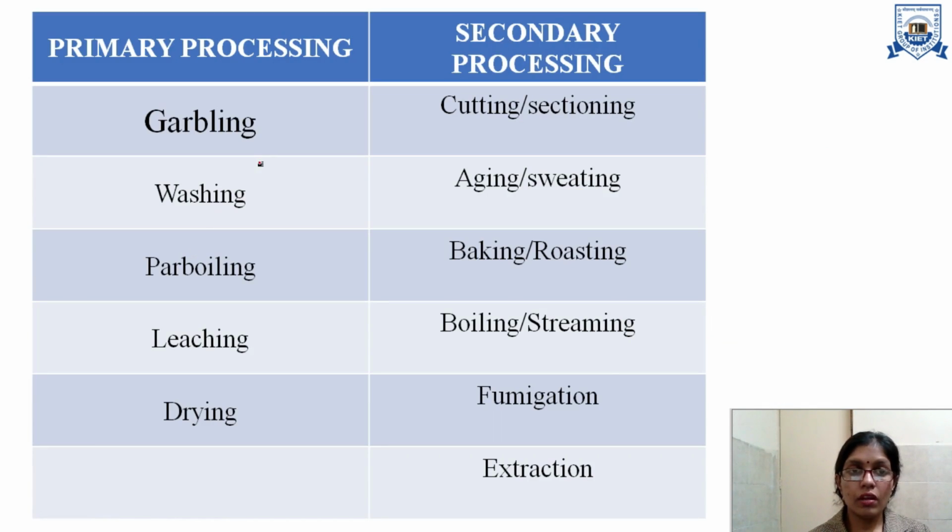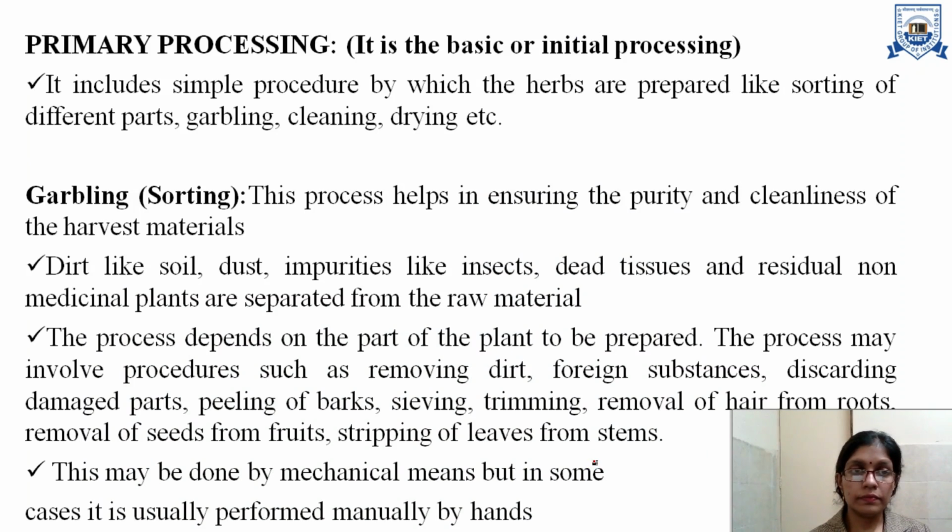So now let us have a look at the steps for primary processing and secondary processing. In primary processing, there are many procedures like garbling, washing, parboiling, leaching and drying. We'll be discussing these in detail. Then secondary processing has processes like cutting or sectioning, aging or sweating, baking or roasting, boiling or steaming, fumigation and extraction.